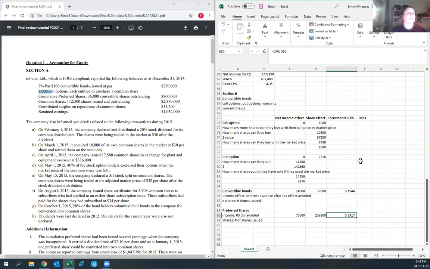For the ranks, these two are at 0, so they're both going to be rank 1. And they're going to be the first that we use to calculate our diluted EPS. After that, the smallest between the two is the convertible bond. And lastly, it's our preferred shares. So now I can finally calculate my diluted EPS.